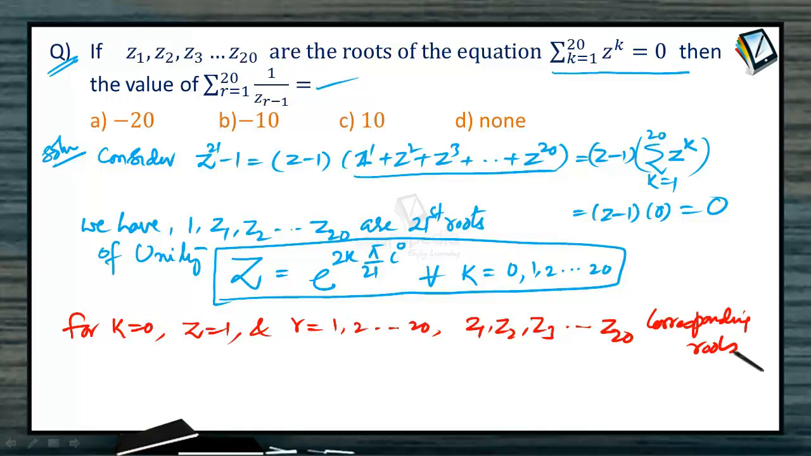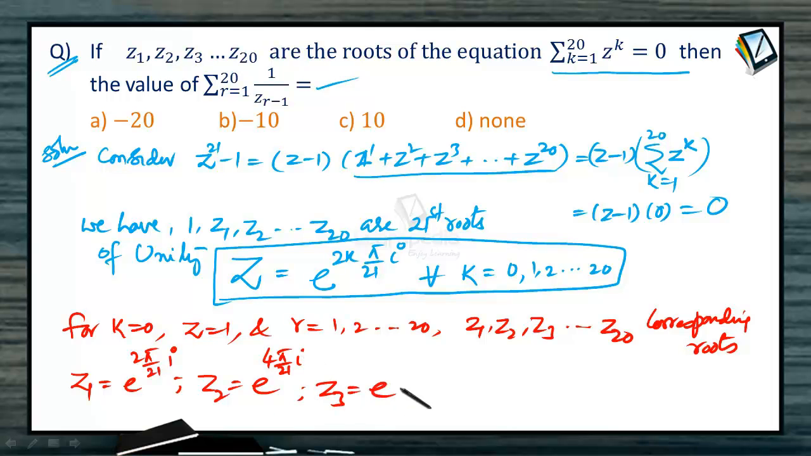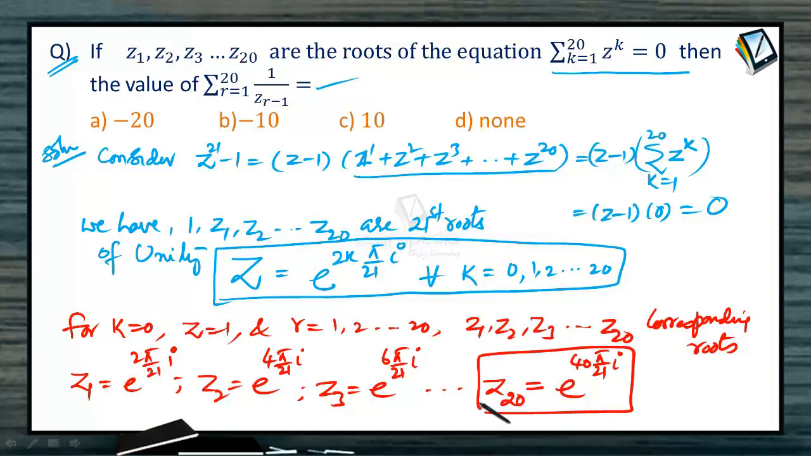When these are the corresponding roots of z power 21 minus 1, then z1 can be written as e to the power of 2 pi by 21 into i, and z2 can be written as e to the power of 4 pi by 21 into i, and z3 can be written as e to the power of 6 pi by 21 into i, and so on. z20 can be written as e to the power of 40 pi by 21 into i. So here let us consider z20 in this way.